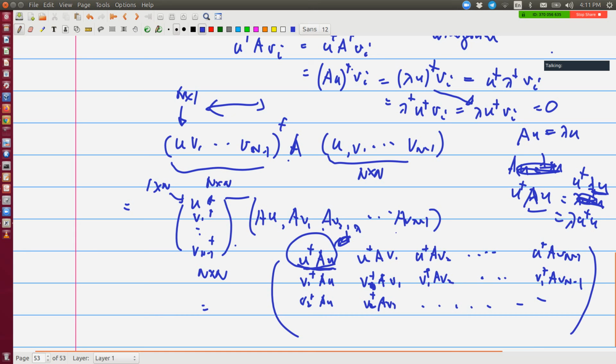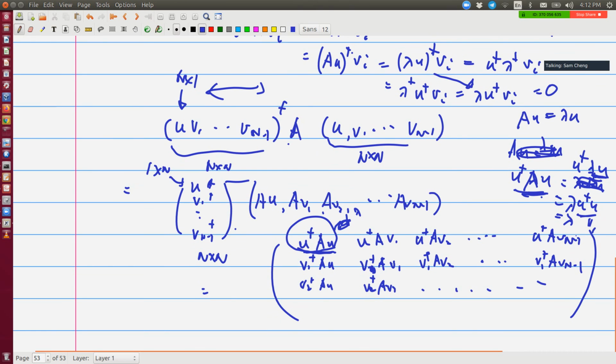No, this is the same as this: U Hermitian A U. This is one part actually. So you just change this to this. This is just lambda U, and then U Hermitian lambda U. I can put lambda out as lambda U Hermitian U, right? It's all normalized, so U Hermitian U is just equal to 1, therefore it's just equal to lambda.